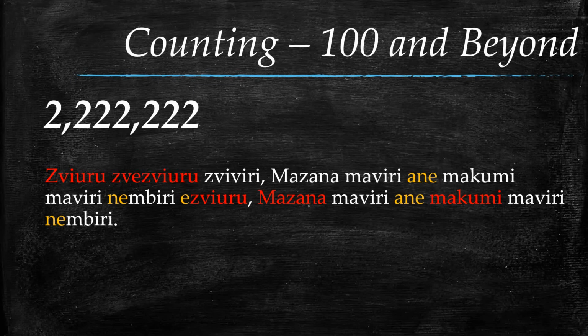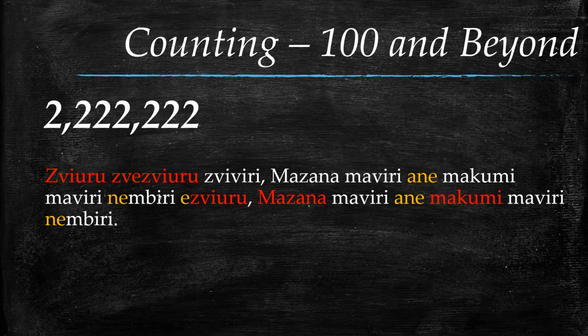Here is a brain teaser. How do you say 2,222,222? It's zviuru zvezviuru zviviri. That's 2 million. And you see there's a comma there where there's a decimal. And then mazana maviri ane makumi maviri nembiri ezviuru. Thousands. 222 thousands. And then there's a comma there. And then the last 222 is mazana maviri ane makumi maviri nembiri.